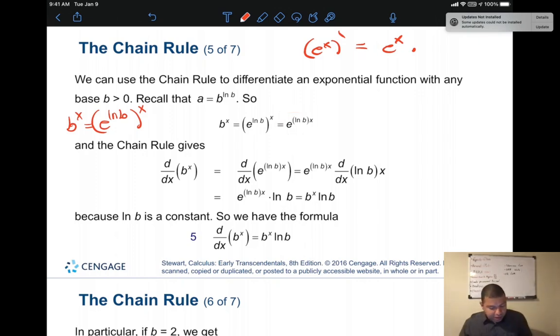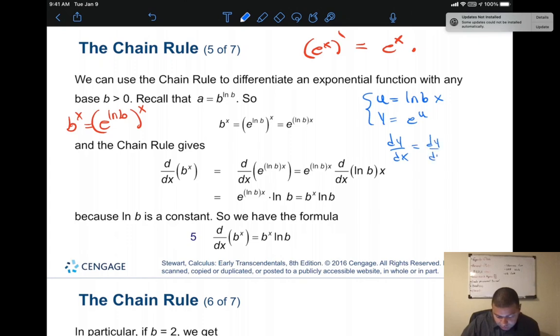And now I have two functions. I call u equal to, let me do it in blue like I was doing before, u equal to ln b times x. This is a constant times x, because b is a constant, so x is the only variable. And then y equal to e to the u. So then you use the chain rule with that. So dy/dx is dy/du times du/dx. dy/du is the derivative of this with respect to u, so just e to the u, times du/dx, the derivative of this with respect to x, so just ln b.